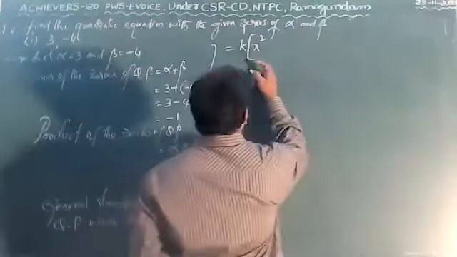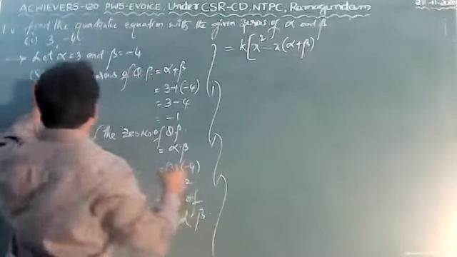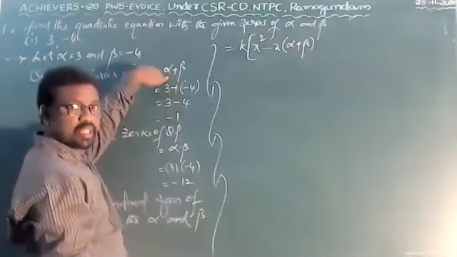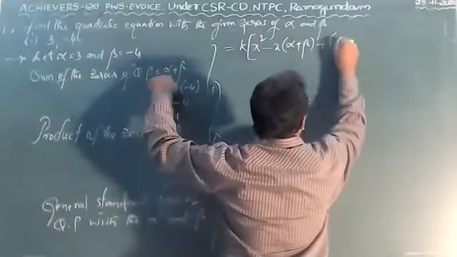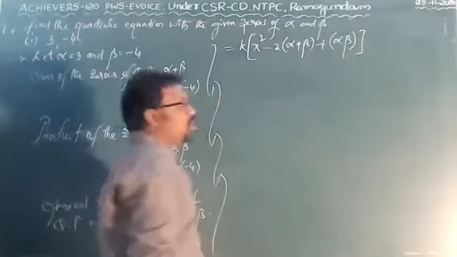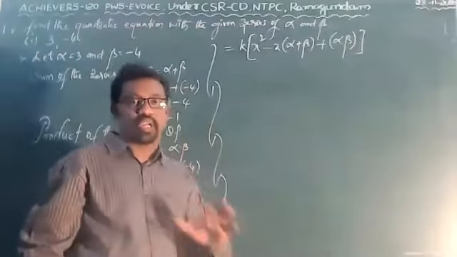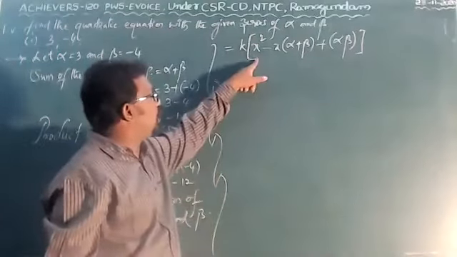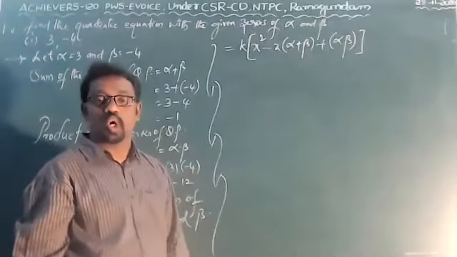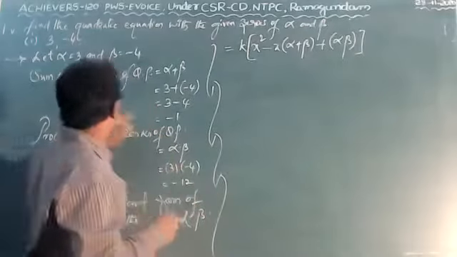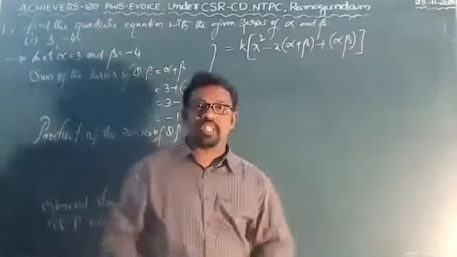First of all, k into x square minus x into the sum of the zeros, that is alpha plus beta, plus the product of the zeros, that is alpha into beta. You can even write it as the statement sum of the zeros and product of the zeros, there is no issue. So, k into [x square minus x (sum of the zeros) plus product of the zeros], close the braces. Now you have the sum and product values. Just substitute them.